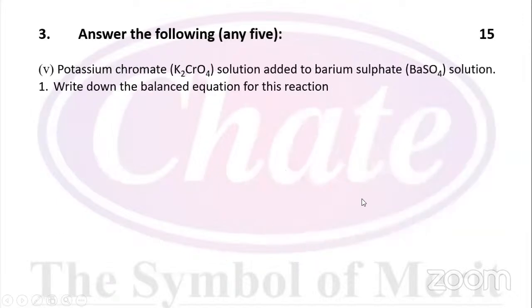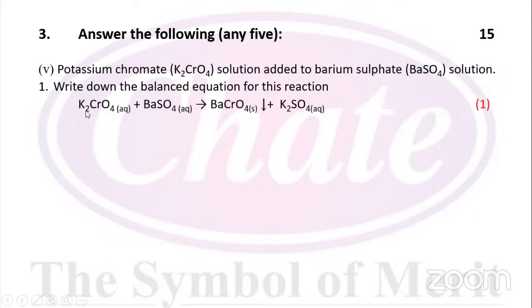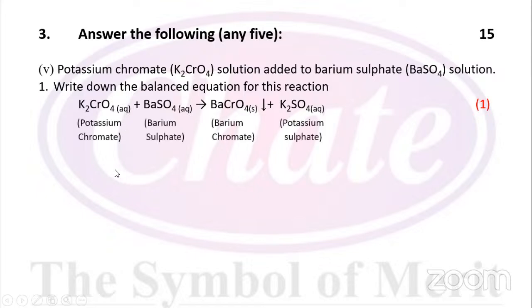Then in the next question, they have given you one chemical reaction: potassium chromate K2CrO4 solution added to barium sulfate BaSO4 solution. They ask you to write down the balanced equation for this reaction. So K2CrO4, the potassium chromate, added to the barium sulfate, will give you barium chromate and potassium sulfate. The downward arrow shows that it is the precipitation, and it is the barium chromate.